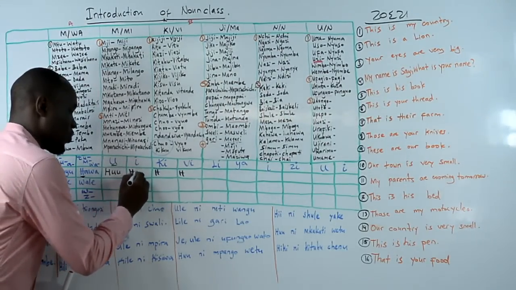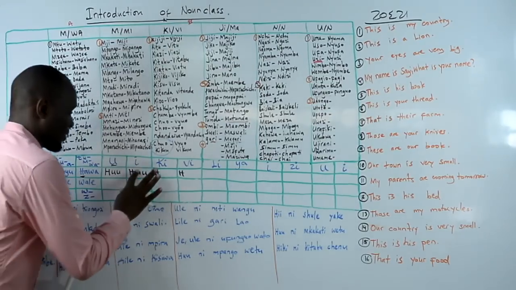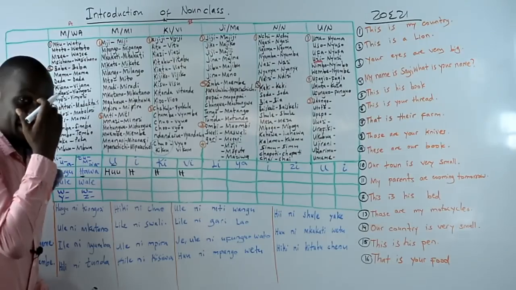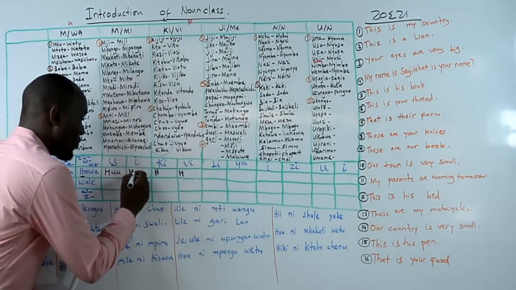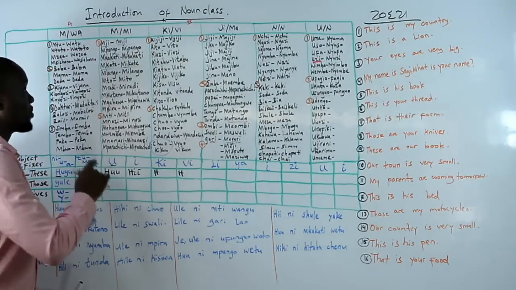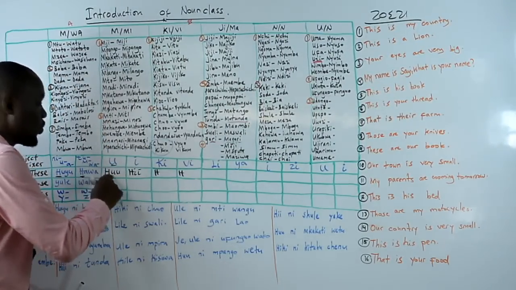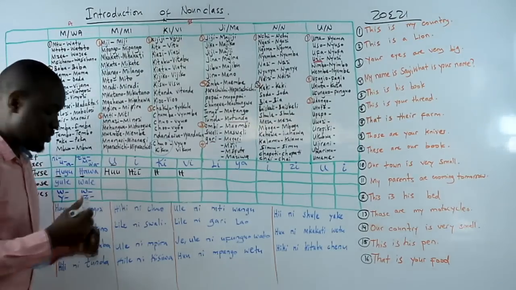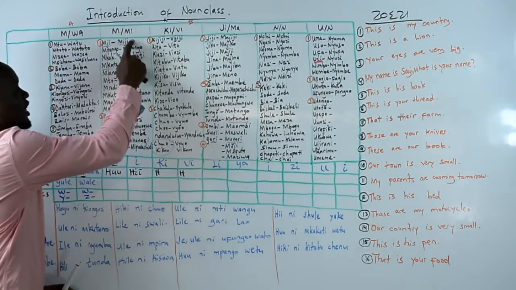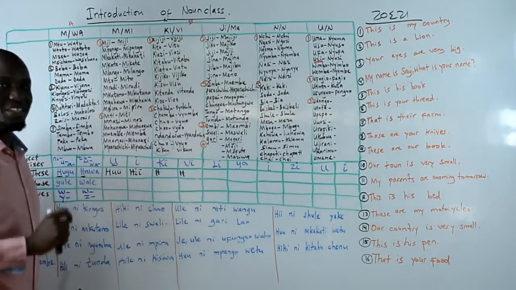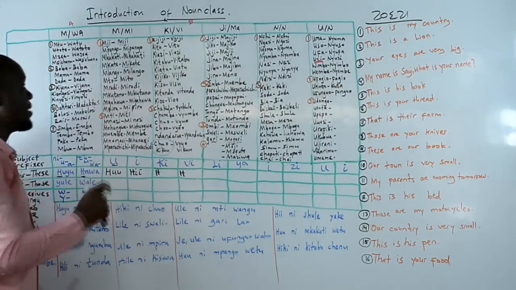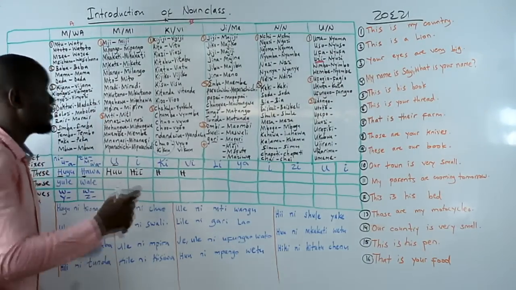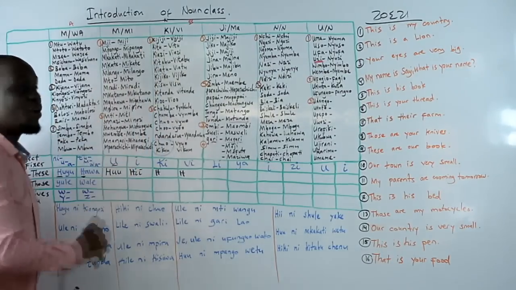You double them, especially when they are vowels. You double when they are vowels. To say, this is a town, you say, hu ni mji. These are towns will be hi ni miji. You see that? Hu ni mji. Hi ni miji. How do you say this is a plan? It will be hu ni mpango. This is a plan. These are plans. It will be hi ni mipango.